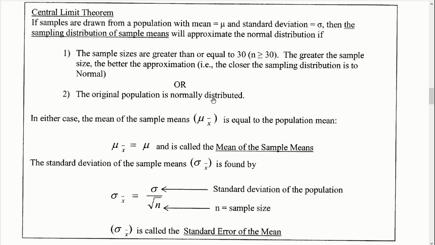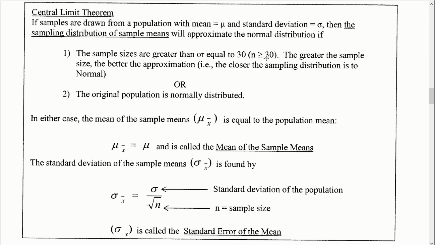So you have to have one of these two things being met. If the original population is normal, then automatically your sampling distribution will be normal regardless of the sample size. You can do samples of size 10, 5, 32, it doesn't matter. On the other hand, if you don't know that the original population is normally distributed, then you would have to have a sample size of at least 30 in order to guarantee that the sampling distribution is going to be a normal distribution.